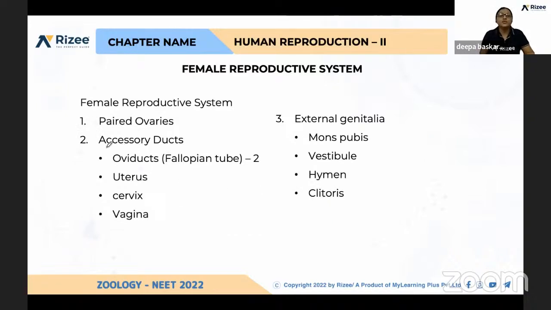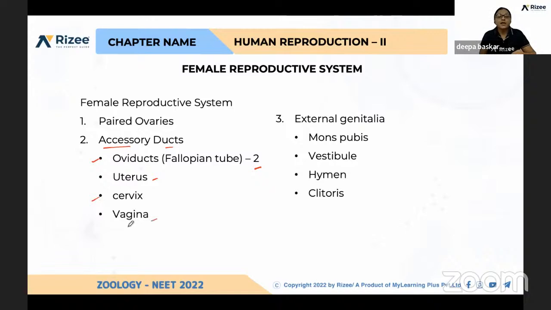And again, if it comes to accessory ducts, what are the types of accessory ducts present in male? In male, from rete testis, vasa efferentia, epididymis, vas deferens, ejaculatory duct, and urethra. So these are the accessory ducts present in the male reproductive system. Here in the female reproductive system, oviducts, that is fallopian tubes, from both sides. So a pair of fallopian tubes, uterus, cervix, vagina.